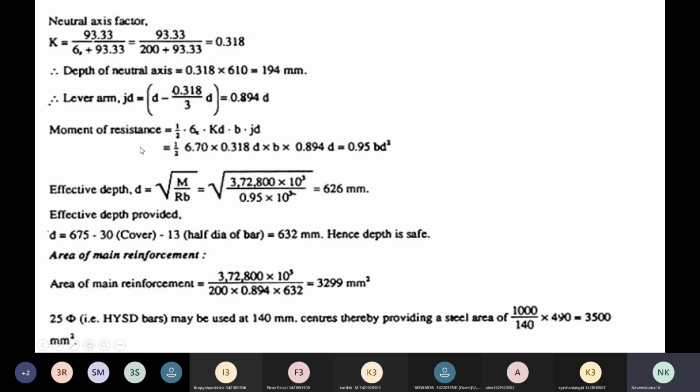For the moment of resistance, you keep D on one side and take the other values on the other side. So D will be on one side, and the moment divided by R into B. R is nothing but 0.95 into B. You substitute the value for the moment, then you will get the effective depth as 626 millimeters. Okay, so this is the effective depth you have.